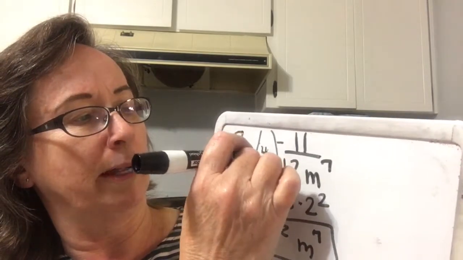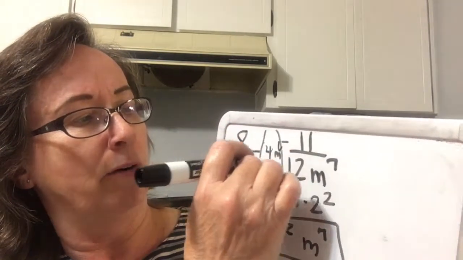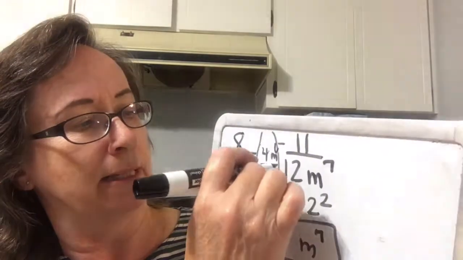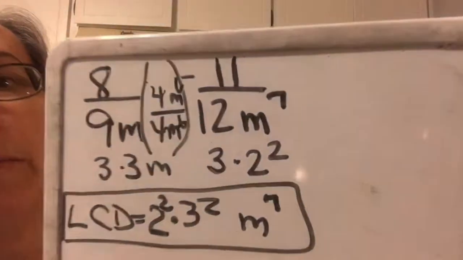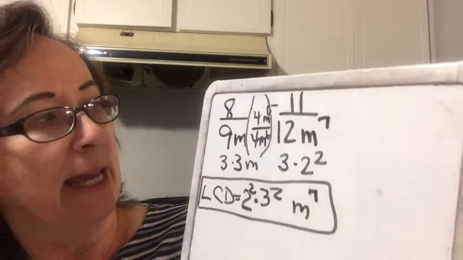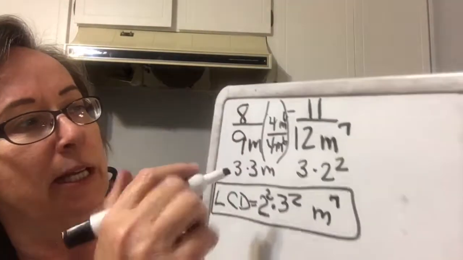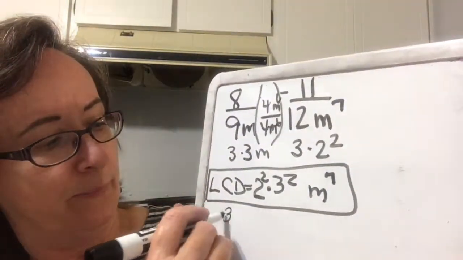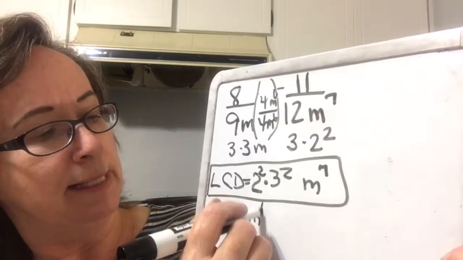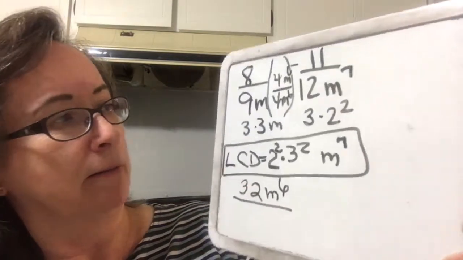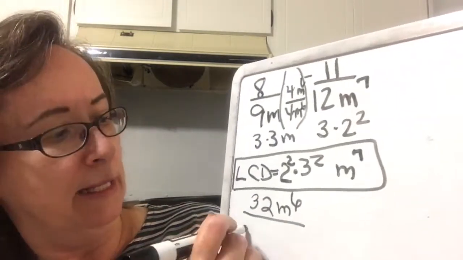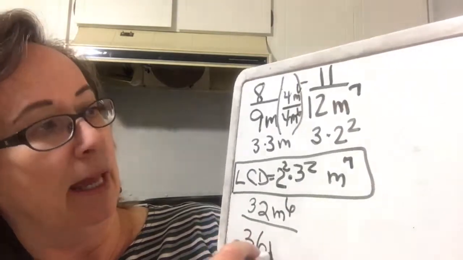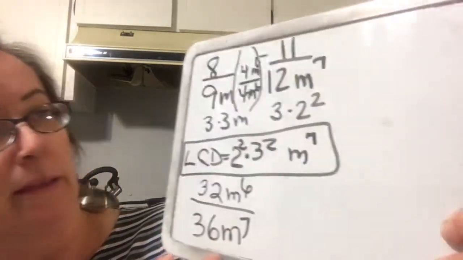here, 4m to the 6th over 4m to the 6th. Try to write real tiny, 4m to the 6th over 4m to the 6th. And my new expression is going to be 32 m to the 6th over 36 m to the 7th.